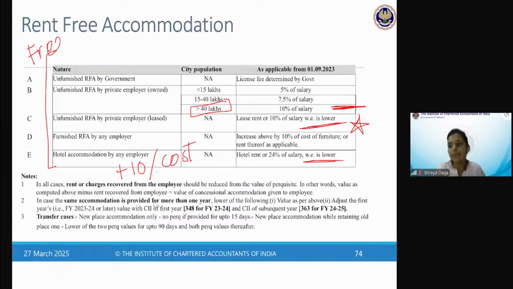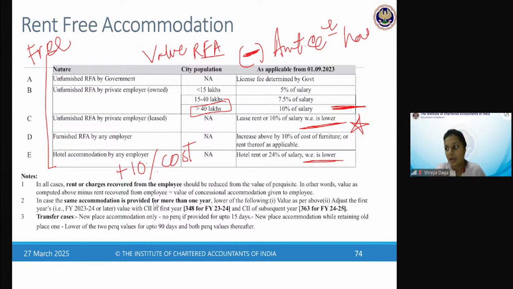But in some cases, employer provides you the accommodation not free but at a discount. That is called concessional accommodation. So, ma'am, do we have separate rules to find out the value of concessional accommodation? No. You find out the value of rent-free accommodation as if you were not paying any rent. Okay. Then you reduce the amount the employer has recovered from the employee. So you found out the value of rent-free accommodation as per the rules that we just discussed. Then you reduce the amount recovered from the employee. That gives you value of discounted or concessional accommodation.